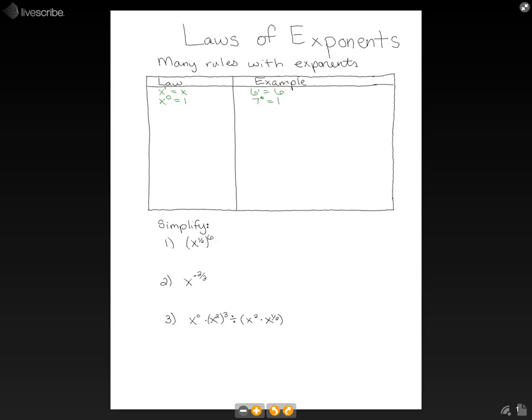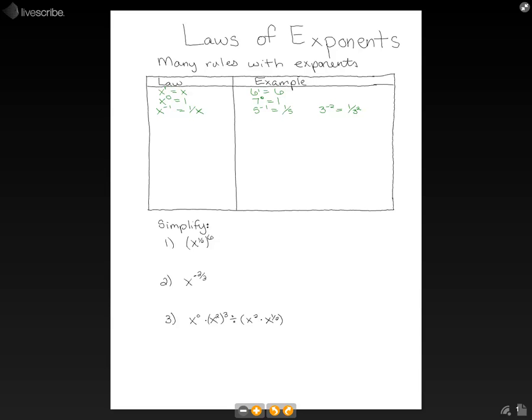In our next one, we have any number to the negative 1 exponent is simply going to be 1 over itself. It just flips it so it's in the denominator. So if we have 5 to the negative 1 power, this simply equals 1 over 5. Likewise, another example would be 3 to the negative 2 power, that's going to be equal to 1 over 3 squared. So you can see how that just flips over.